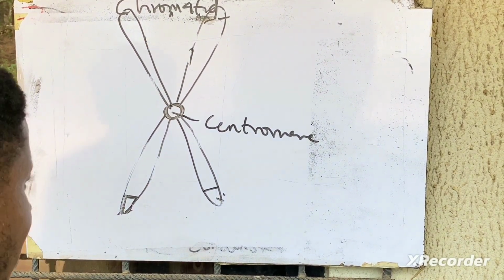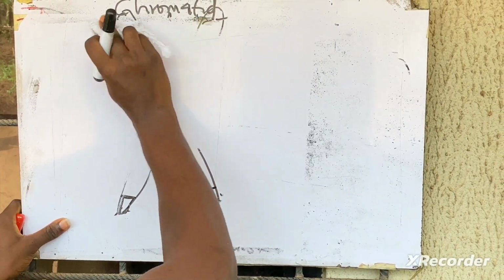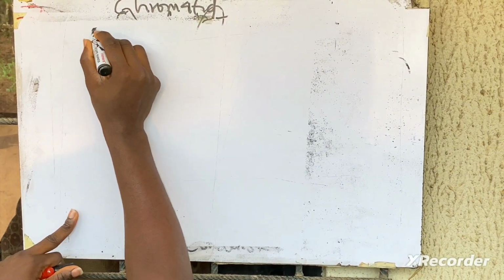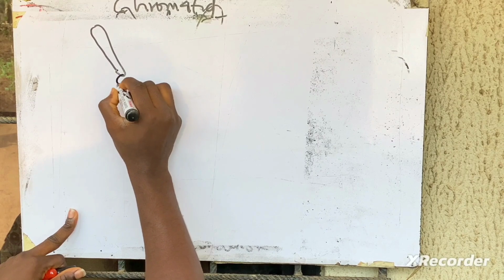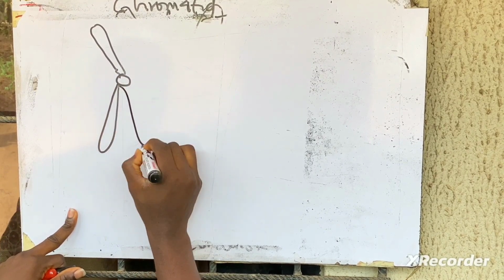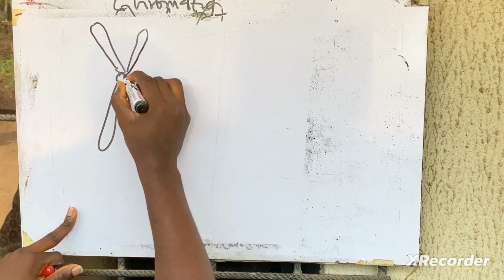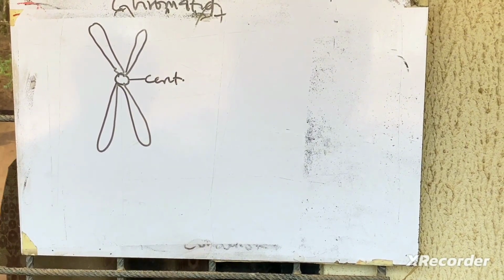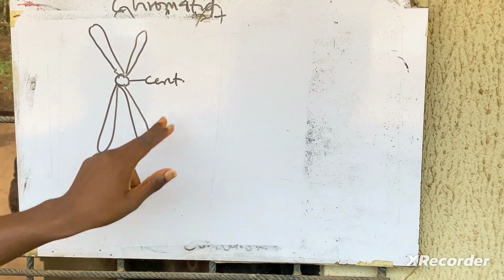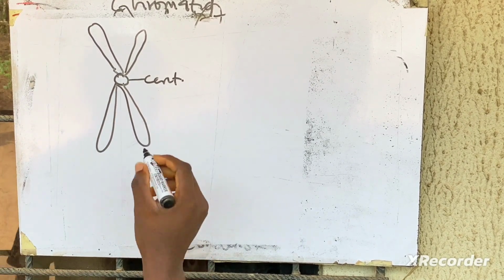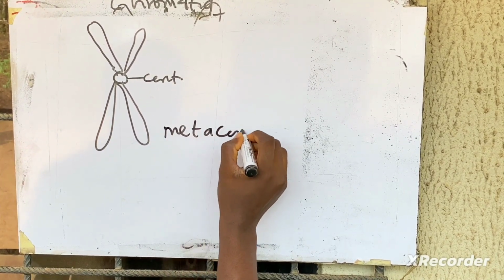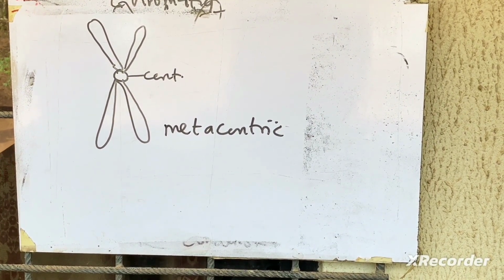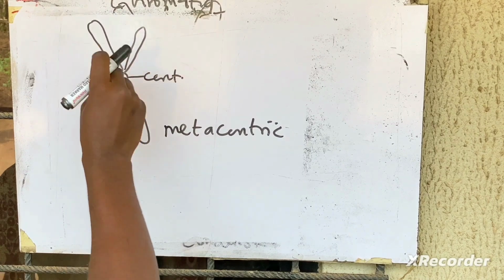So if we have our chromosome here, and we have our centromere to be here, I'll just use cent for short. If we have our centromere here, this is called a metacentric chromosome. And why is it called metacentric? It's called metacentric because the centromere is almost at the center.